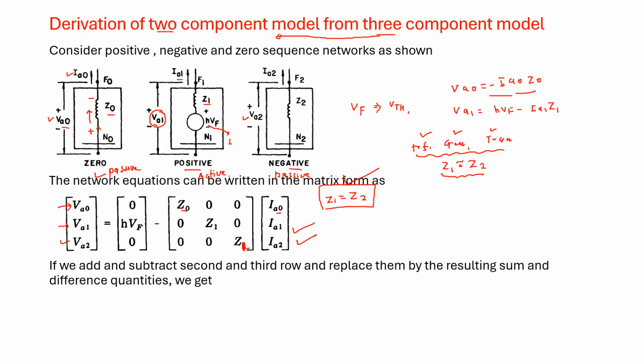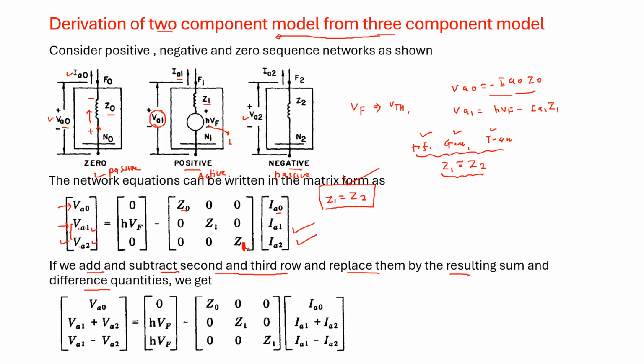So what do we do? First, addition of these two, VA1 plus VA2. We add, and then we subtract, VA1 minus VA2. We subtract the second and third row and replace them by the resulting sum and difference quantities, as we have done in the previous derivation, that is, transforming the three component model to the two component model. Here also we can do the same. Now we get this equation.